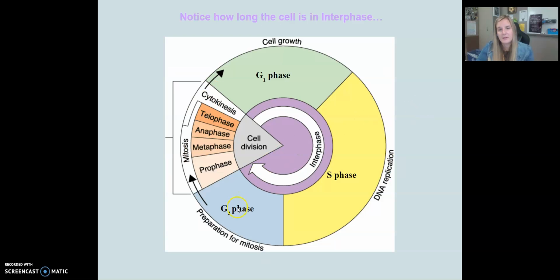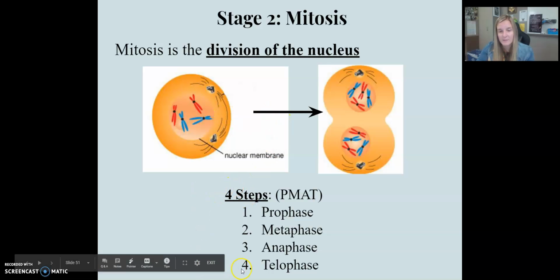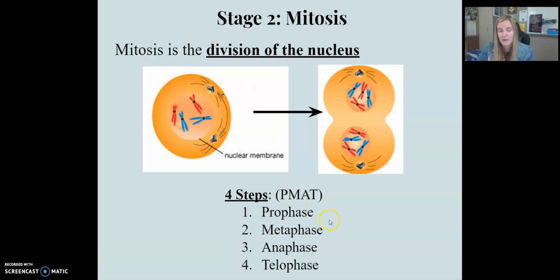Then we go into mitosis. So you see here the next phase is mitosis. And mitosis is the division of the nucleus. So we're specifically dividing the nucleus into two during this phase. So DNA has already been replicated in that S phase of interphase, but now we need to split this cell into two and divide that nucleus. There's 4 steps within this phase: prophase, metaphase, anaphase, telophase. And we use this acronym PMAT to help us remember the order in which these occur.